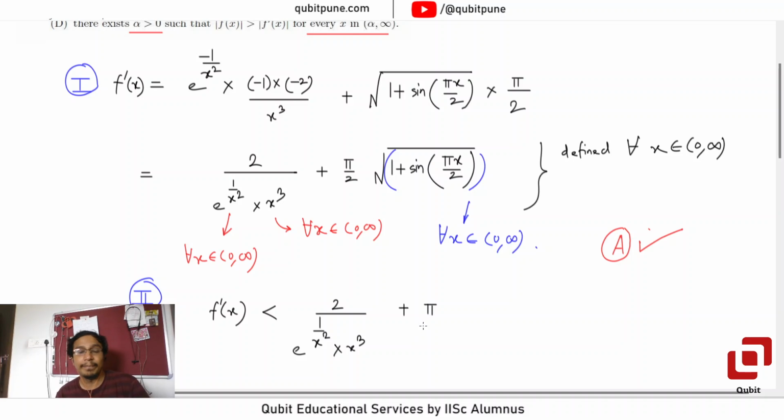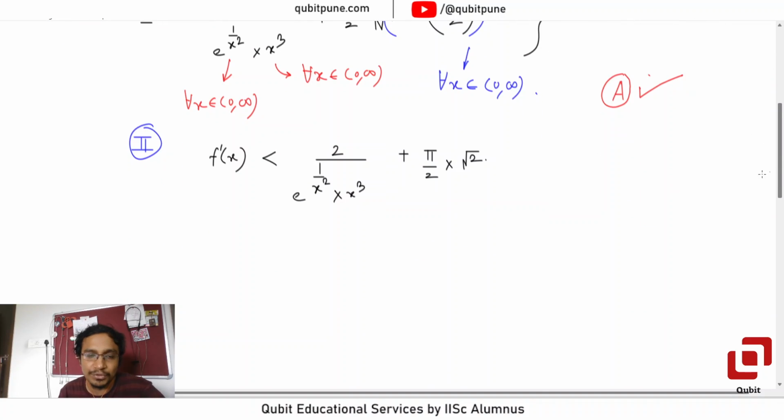Plus pi by 2 into root 2 into root 2, because the largest value that this can have is pi by root 2, right? 1 plus 1, 2 root 2. So it then boils down to the question of deciding what happens to the values of 2 upon e raised to 1 upon x squared into x cube.